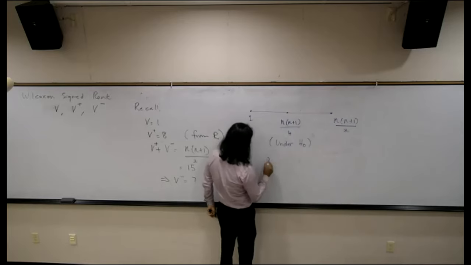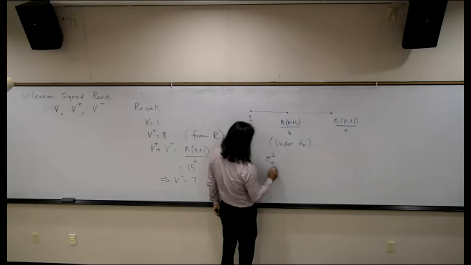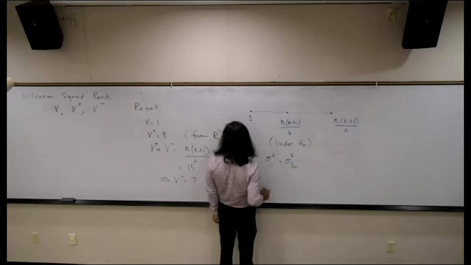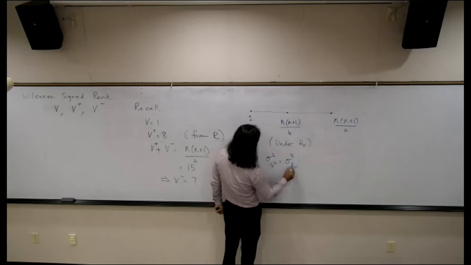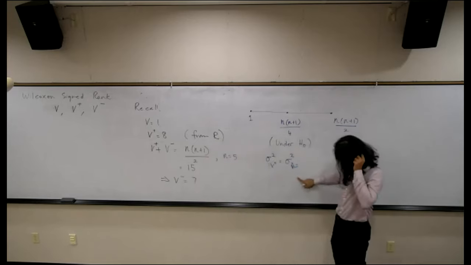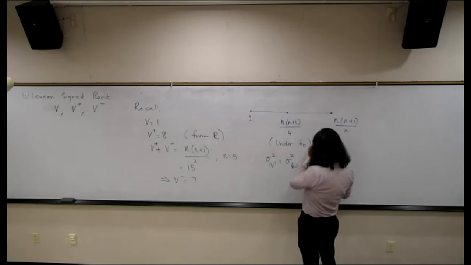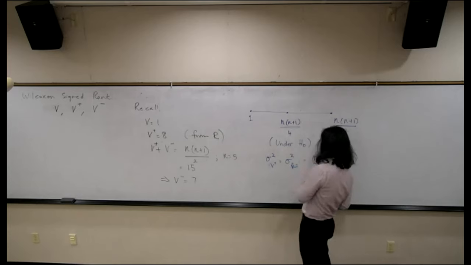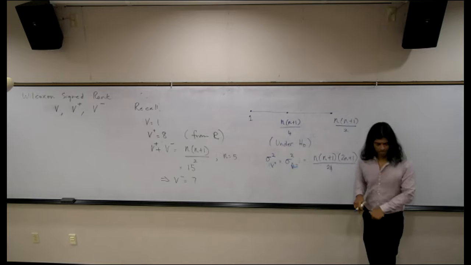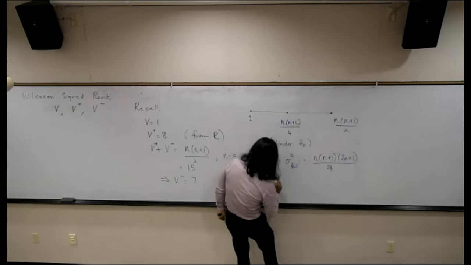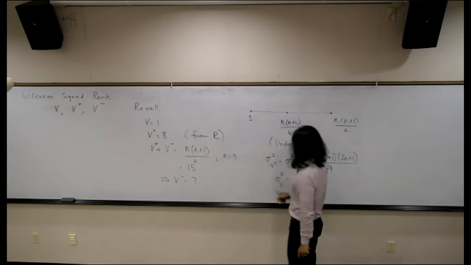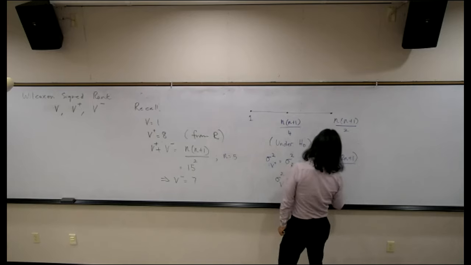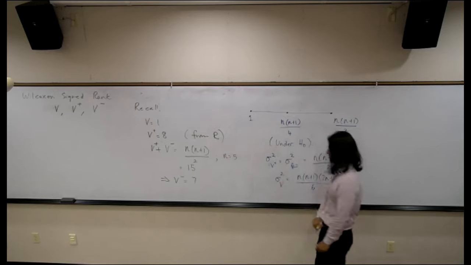The variance for V plus and V minus, because of non-parametric sums, is n times n plus 1 times 2n plus 1 over 24. That may look familiar, but math people, you should know this. For V, the variance is n times n plus 1 times 2n plus 1 divided by 6.